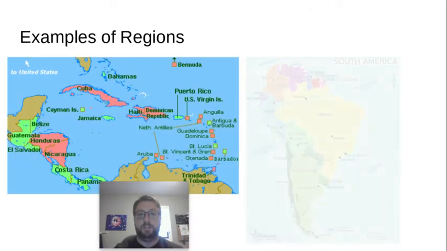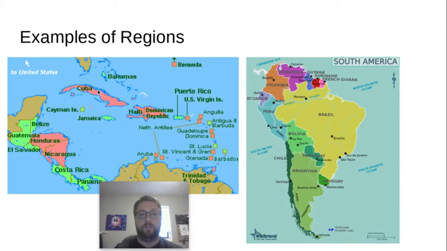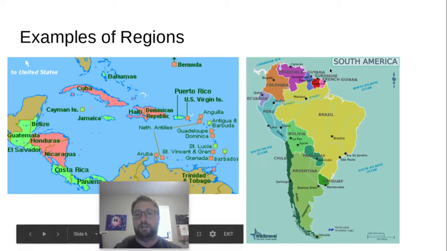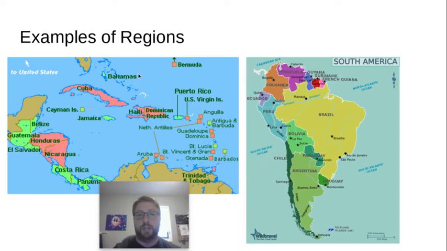We look at these two maps here. On the left-hand side is a map of the islands in the Caribbean Sea, and over here is South America. The Caribbean countries are a region because they have common characteristics but are different than any other place in the world. The same is true with South America. Now, these two are not the same region. These are two different regions.